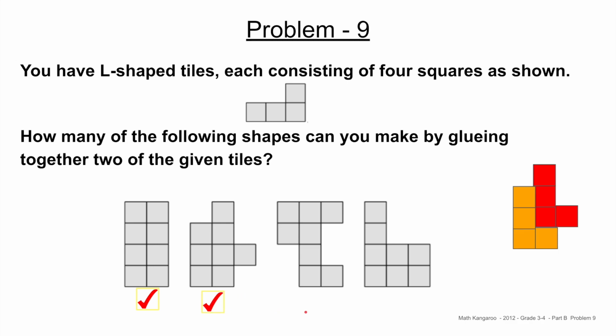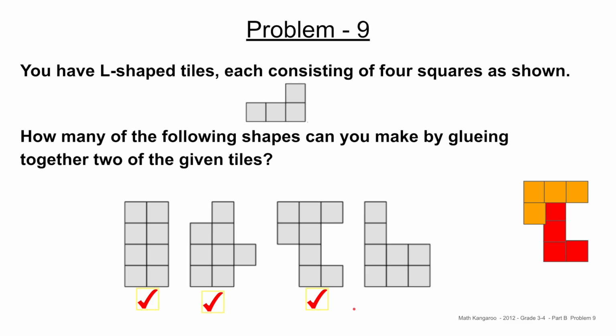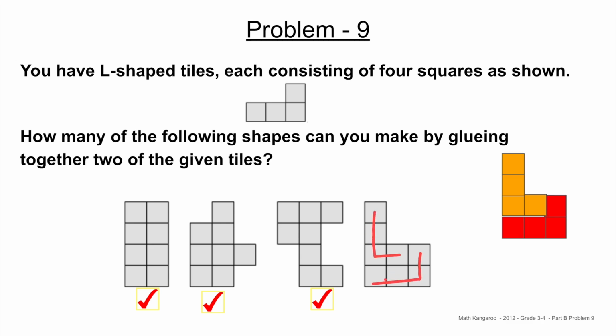Now we move on to the third tiles. Can we make this shape? 1 and 2. Yes, we can make that too. So we can make 3 altogether for now. Let's see the fourth one. We make here and here. It seems like we can make the fourth tile too. Look at that.